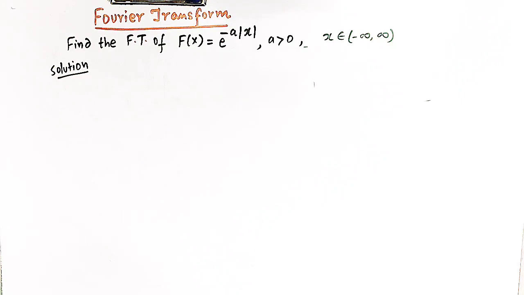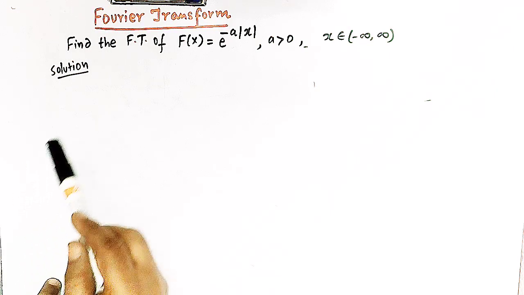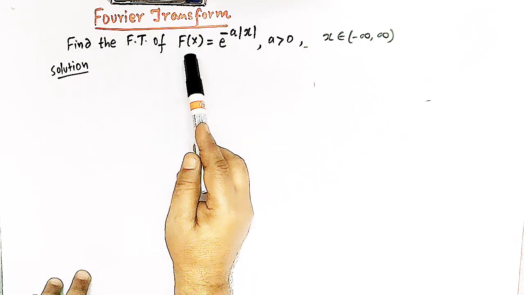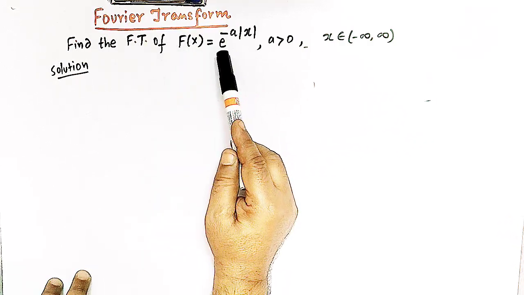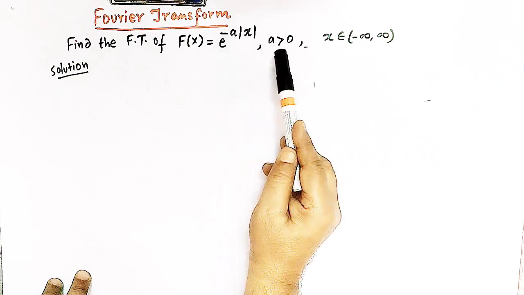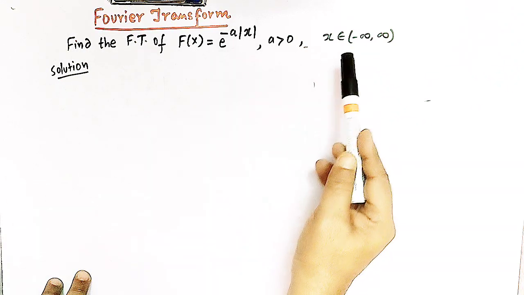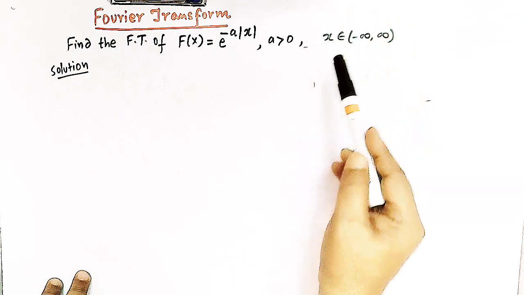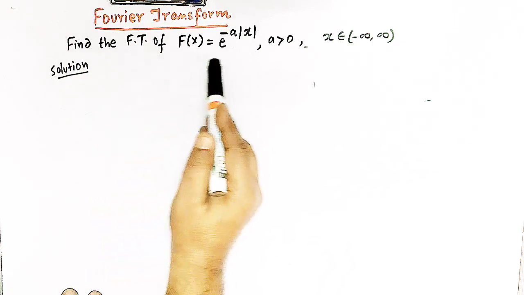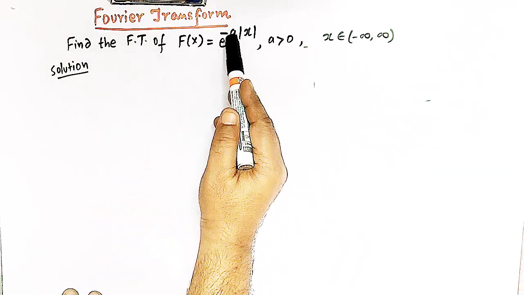Hello, viewers. In today's session, we are going to discuss an important problem from Fourier transforms. Here we are going to find out the Fourier transform of this function f of x that is given as e raised to minus a times the absolute value of x, where a is greater than 0 and x belongs to the set of real numbers, right? So here we are going to find out the Fourier transform of this exponential function.